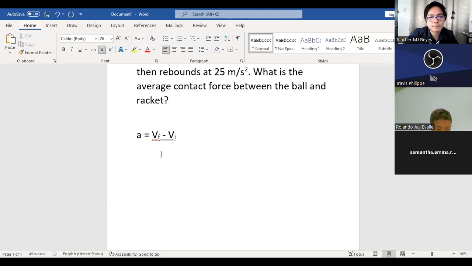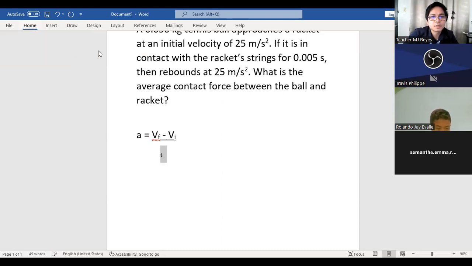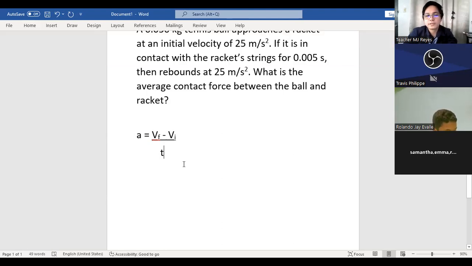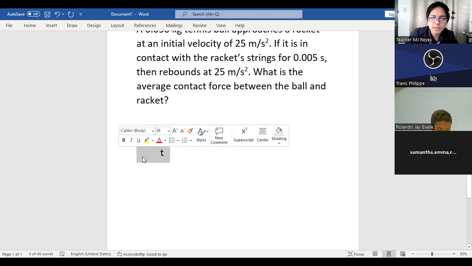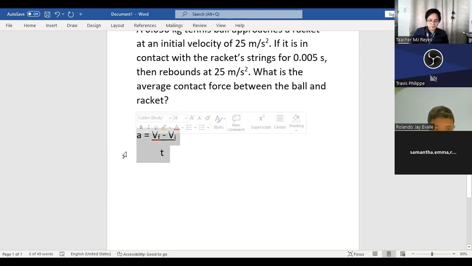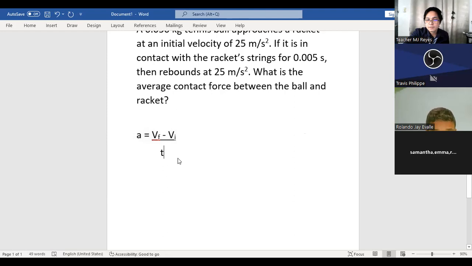Okay, over time. So that's the formula of your acceleration. So in order for us to calculate the external net force, we need to calculate the acceleration first. Because again, the formula of external net force is mass times acceleration. Correct? Okay, you do the calculation. I'll be extending the time. We will be having your answers at 10:05.